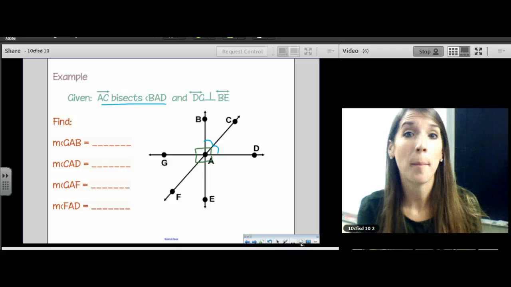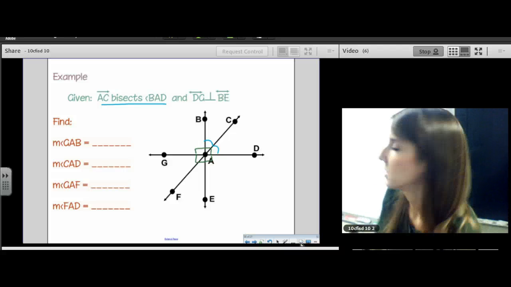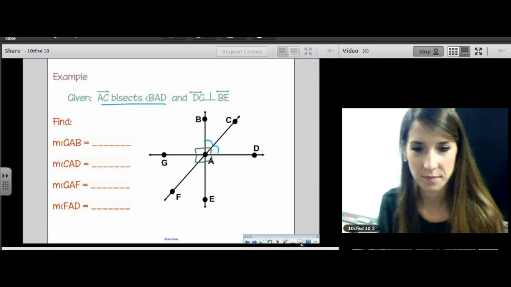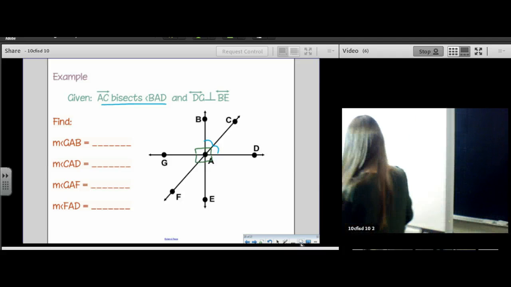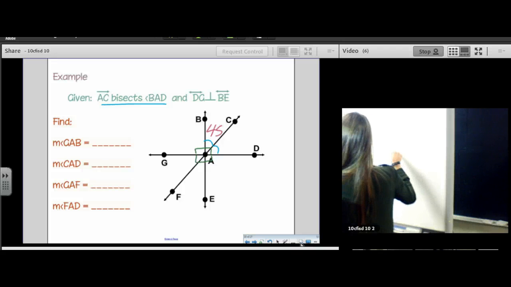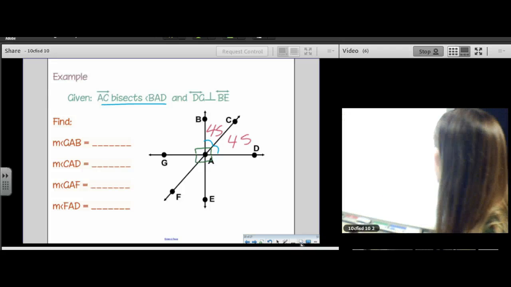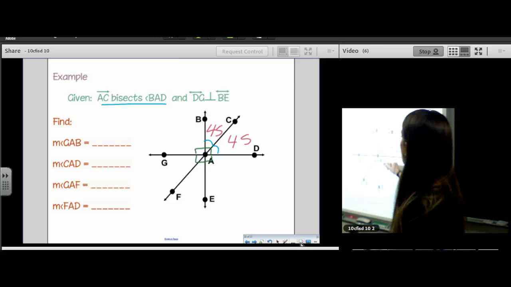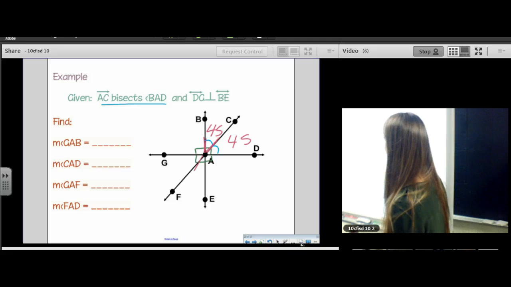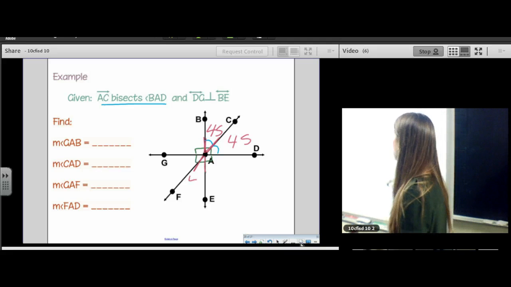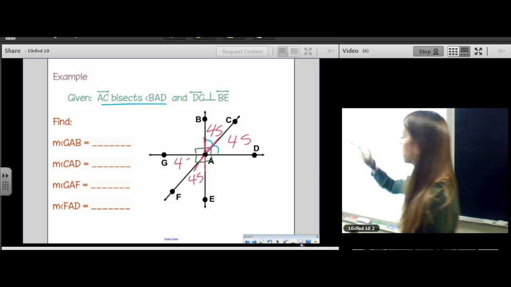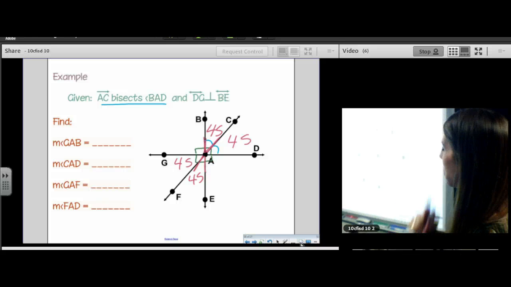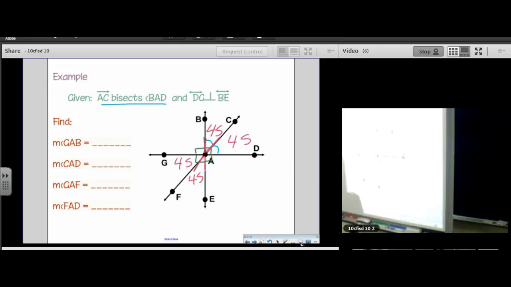And now we just need to find some missing information. Let's fill in some numbers on our picture, because right now our picture doesn't have any numbers. If I take 90 and I bisect it, what do I get? Hopefully you're saying 45. Wonderful. And then don't you agree that because these are vertical angles, that this would be 45, and therefore that would make also this one 45 because of vertical angles. Okay, let's stop talking about that and let's find the measures of these angles.